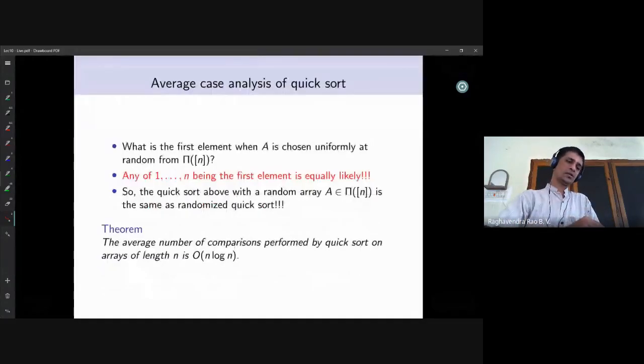The average number of comparisons performed by quicksort on arrays of length n is order of n log n. In fact, 2n log n, with log to the base e.